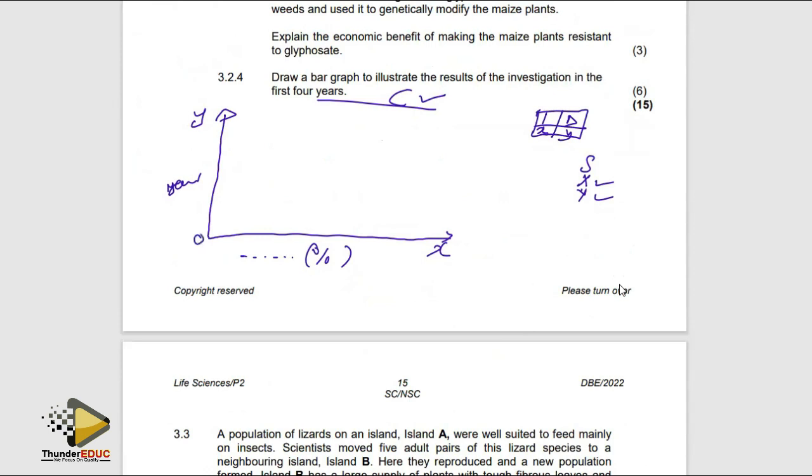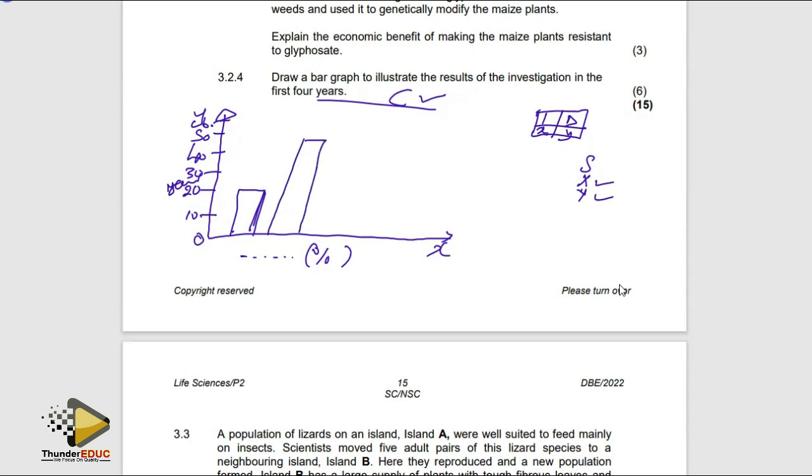So if you start from 0, and you say a difference of 10, it must be 10, 20, 30, 40, 50, 60. It must be consistent. If you don't do that, you're going to lose a mark. And then now you're going to have to draw your bar graphs. It must be straight. Don't forget that these bars must be straight.